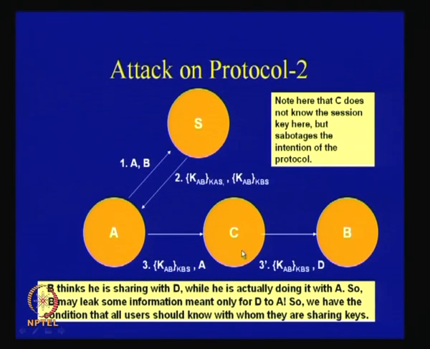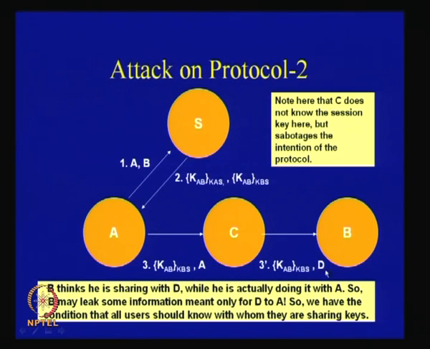So, let us consider that there is an adversary called C, and what C does is this. When S communicates to A, the message contains KAB encrypted with KAS and KAB encrypted with KBS. Therefore, we know that A tries to send to B KAB encrypted by KBS. What C does is that it takes the first part, but modifies the second part and makes it something like D, right. So, what is the problem?